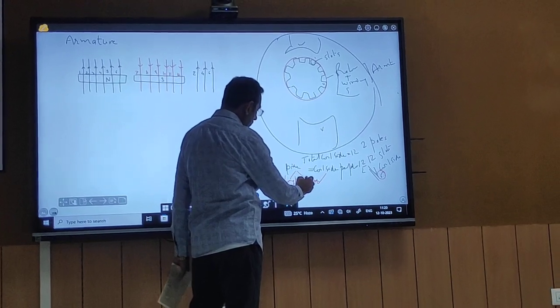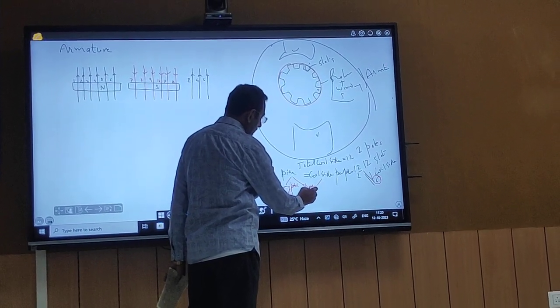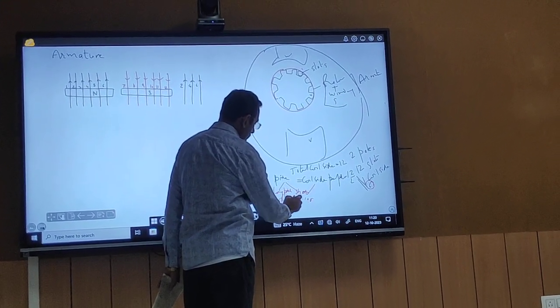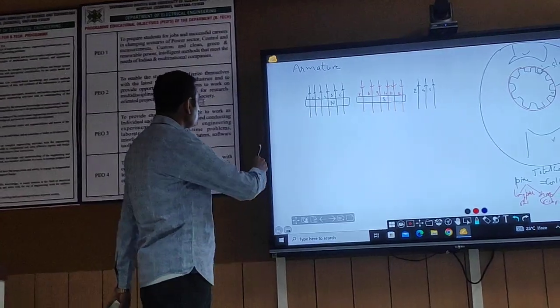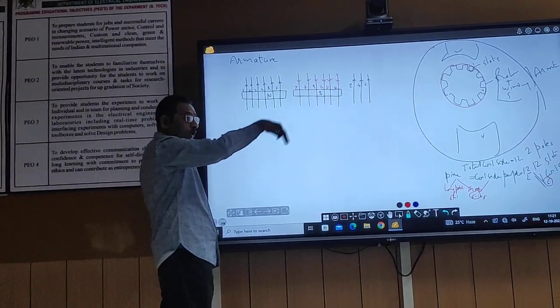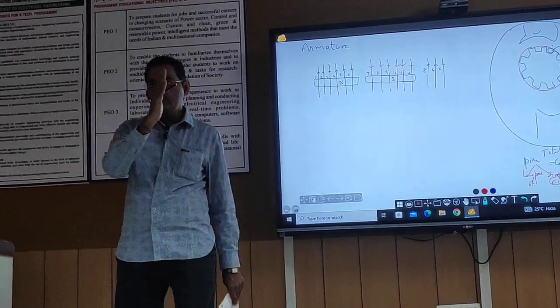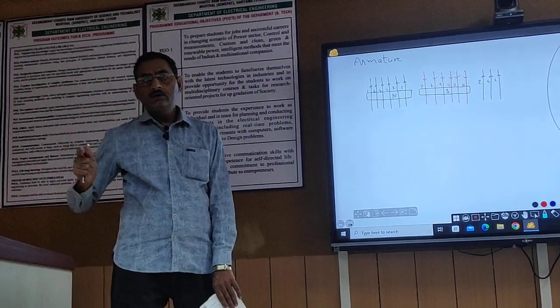This is a long pitch, or you can say 6 minus 1. This is 5. This is short pitch. When we do the connection of these coil sides, now we will make the coil. The two coil sides make a coil.